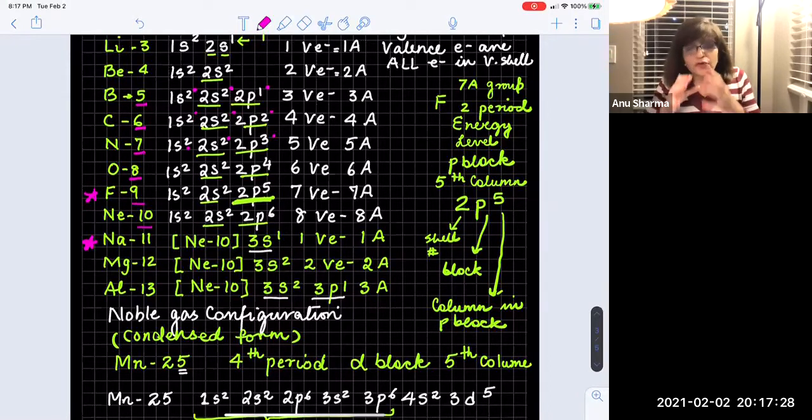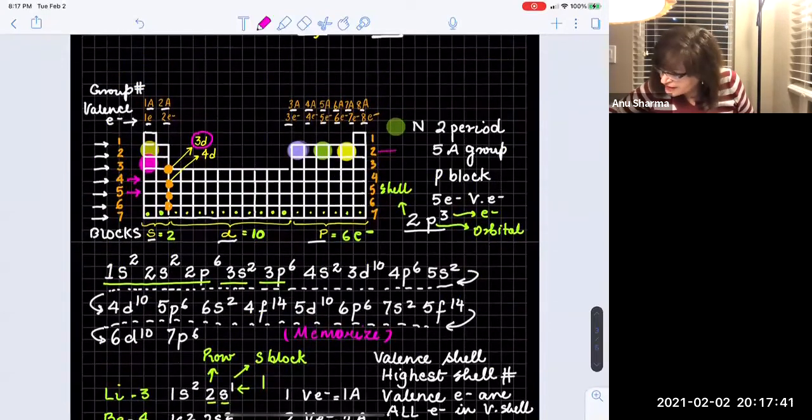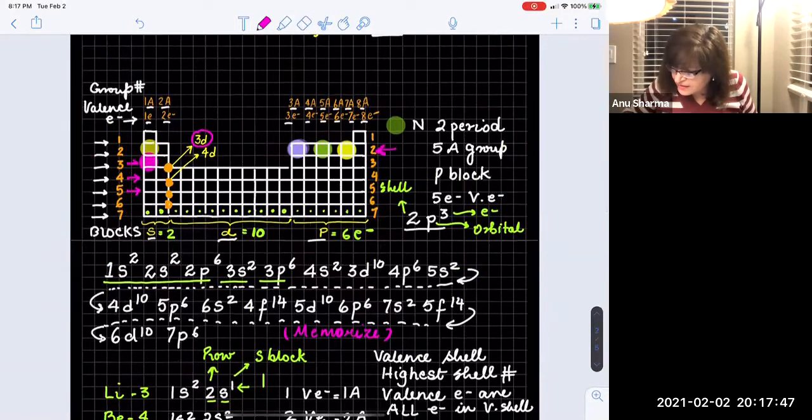So for sodium, the inner core is that of neon. And then the remaining electron is just one electron. So where does that electron go? You see neon is right here. And then the remaining electron, you go to the next energy level, which is 3. And then 3, S block, only one electron needs to be placed. So that is why sodium is placed in the first column.